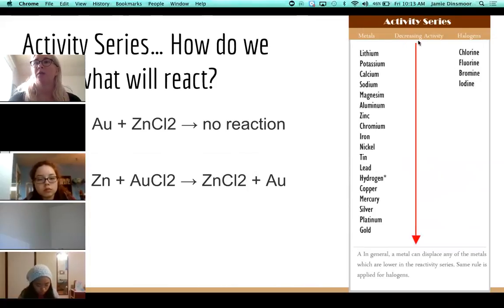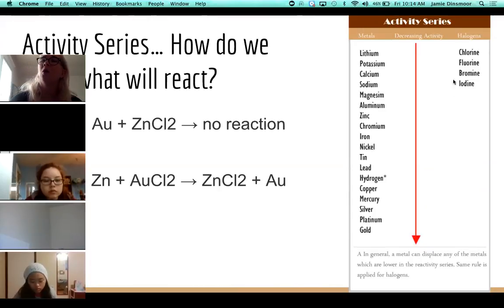But basically, this one shows by decreasing activity. So at the top are the most reactive. So lithium is the most reactive metal, right? And then we go down here, gold is the least reactive. For halogens, we have chlorine being the most reactive, followed by fluorine, bromine, and then iodine. So we use this table to actually see if something will react.